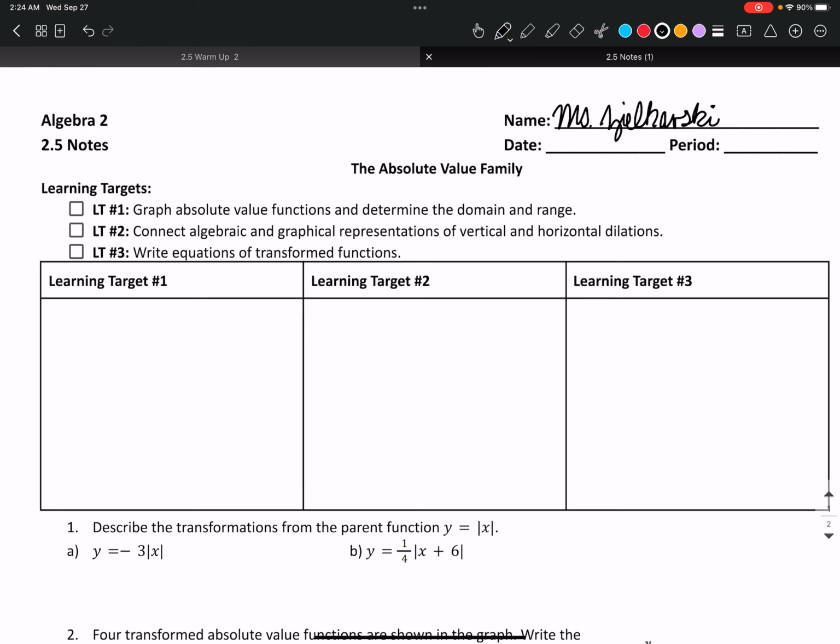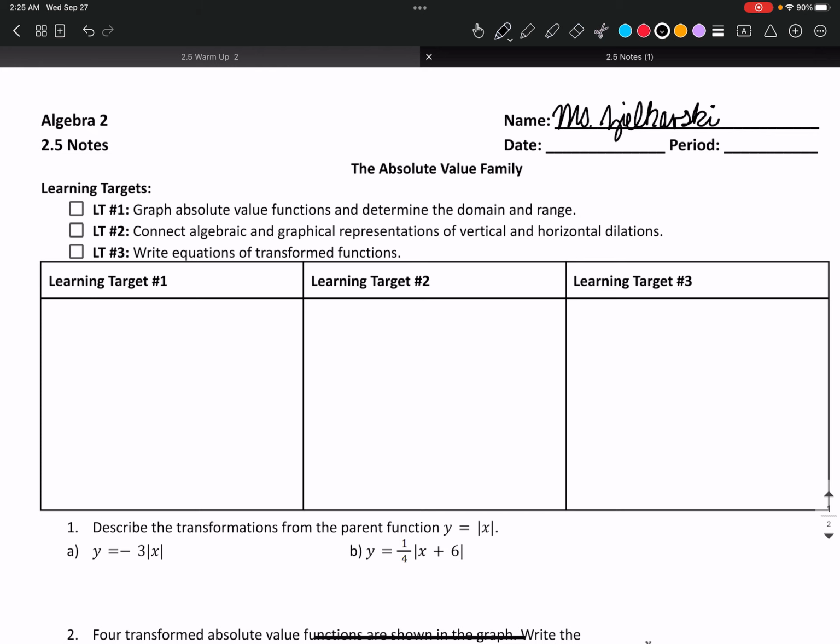Then I have learning target number 3, which is that I'm going to write equations of transformed functions. So we talked about reflections, we talked about translations, and now vertical stretch and horizontal stretch. We're going to include all of those things in one equation now.